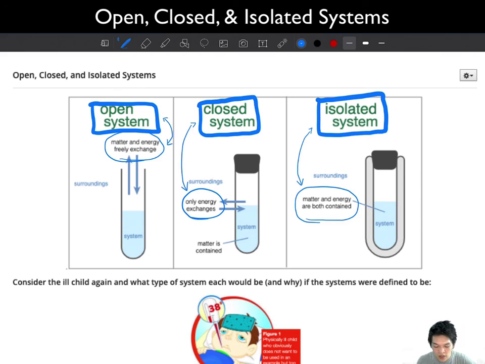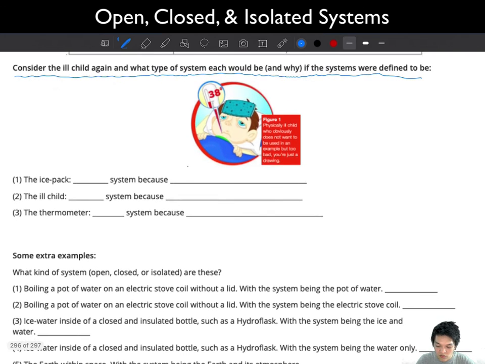Below, we are going to again consider the ill child, and what type of system each would be and why. If the system was defined to be the ice pack itself, the ice pack was able to absorb energy from the child, from the kid who had a high fever. So it's able to absorb energy. However, the ice pack did not allow the contents inside to release its content. So matter cannot go in or out. And this type of system is a closed system.